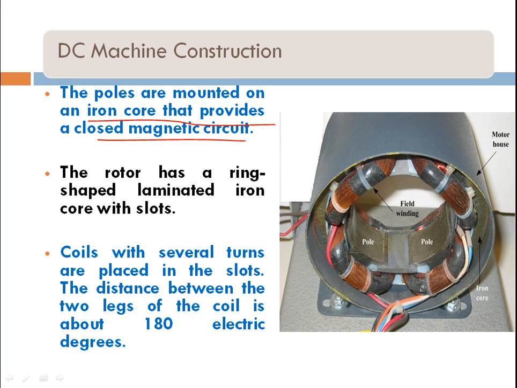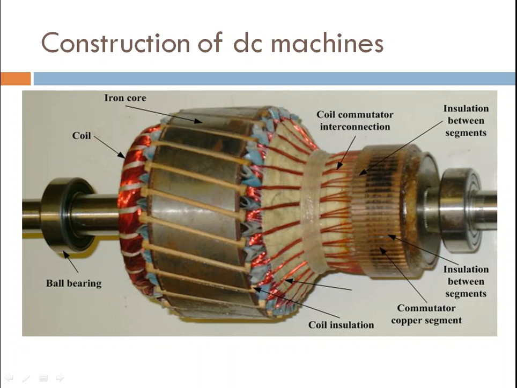And the rotor has a ring shaped laminated iron core with slots. The coils with several turns are placed in the slots. The distance between the two legs of the coil is about 180 degrees. You can see here, those are the slots, the gaps are there. Now this is the actual construction of the armature.